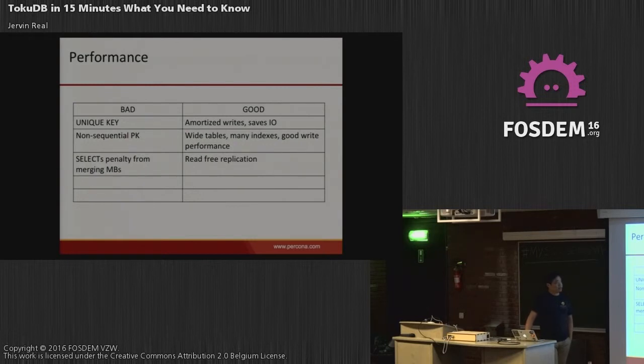The key good things are amortized writes, as I mentioned earlier. Wide tables, many indexes, you still have good write performance. In some cases, it's actually comparable: from having one index to having 1,000 indexes, or having 1,000 rows, you'd have the same performance in terms of writes. And read-free replication. There are more, I just wanted to highlight the key things here.